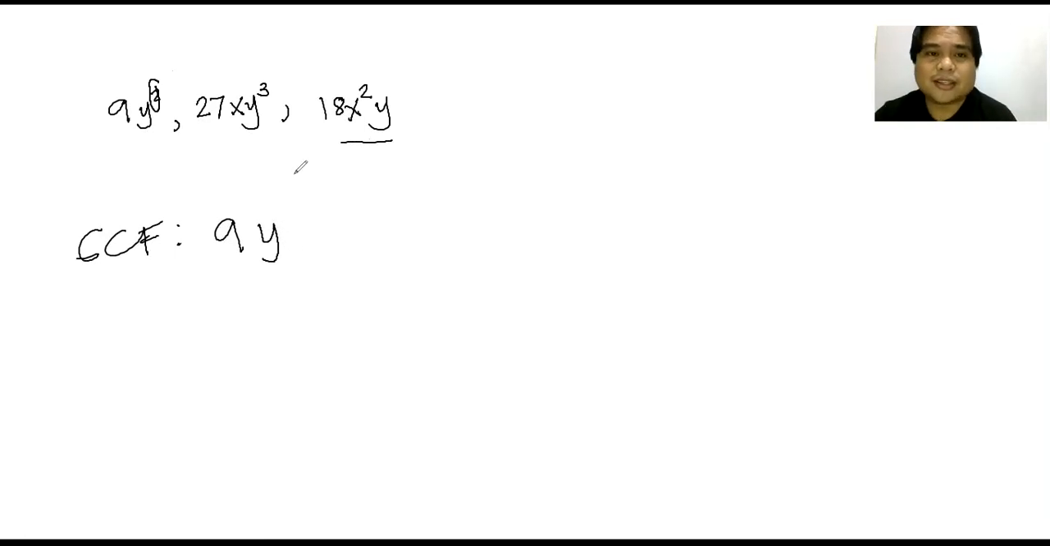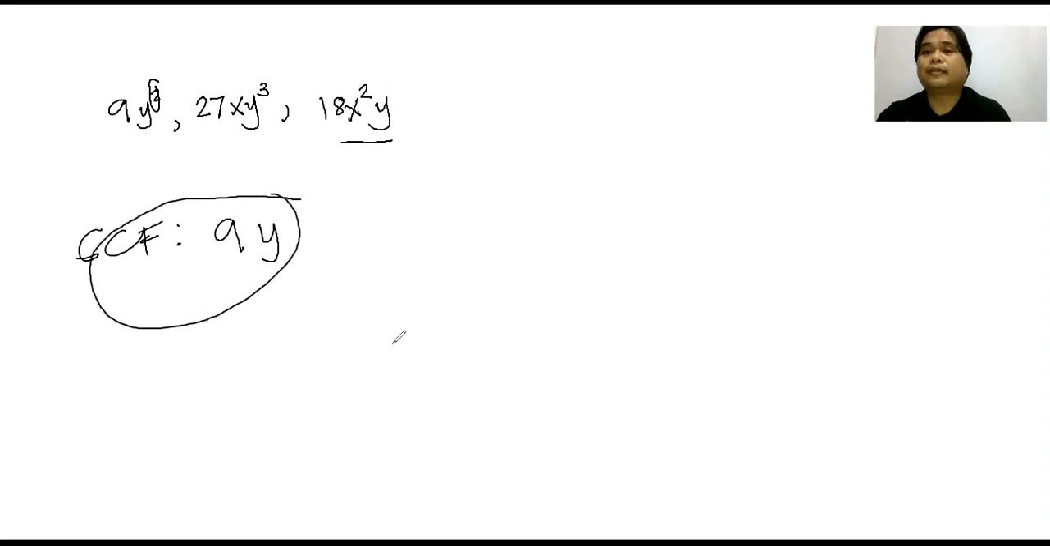How about with x? x is not common to the three of them. Why? Because it's only present in the second and the third term. In the first term, x is not present. So this is now your GCF, the greatest common factor.